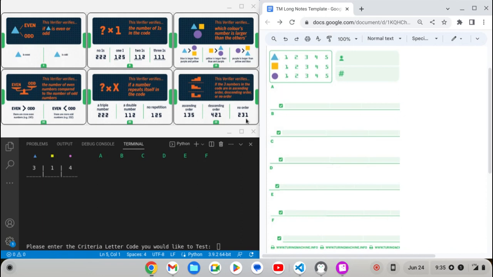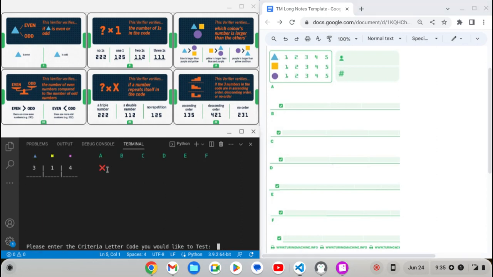And remember, our objective is to find this unique 3-digit code that abides by all of the criteria cards we just discussed. So let's go ahead and start with our initial proposal of 314. And the first thing I want to test is criteria card A. I want to know if that first digit is an even or an odd.